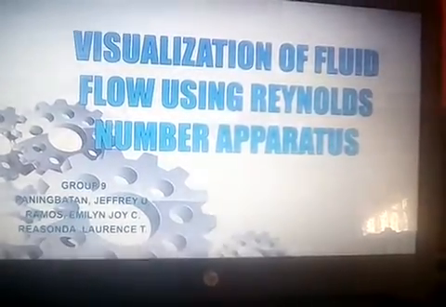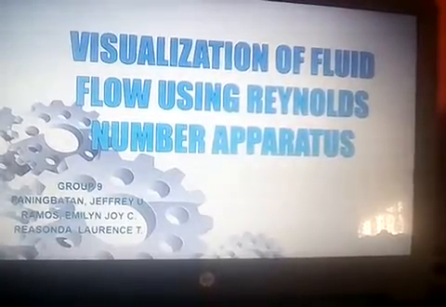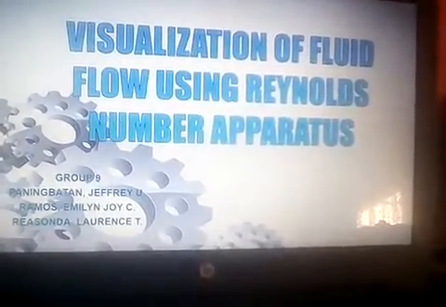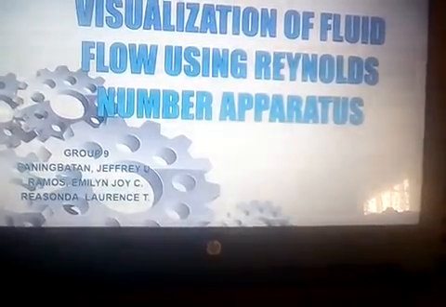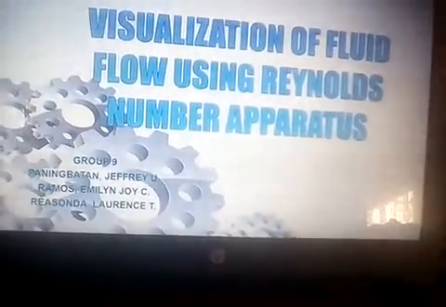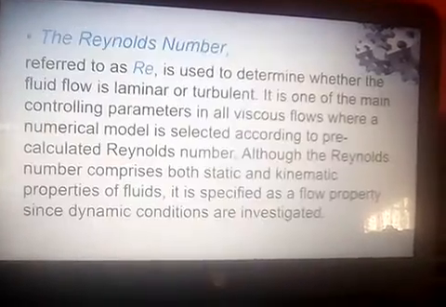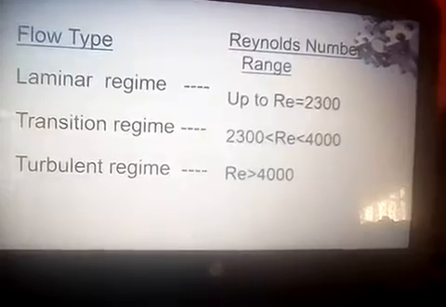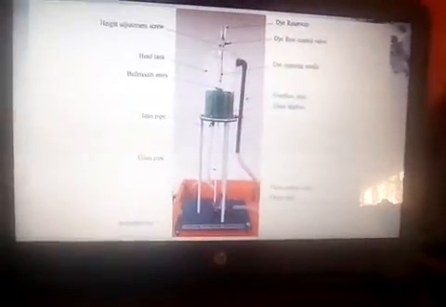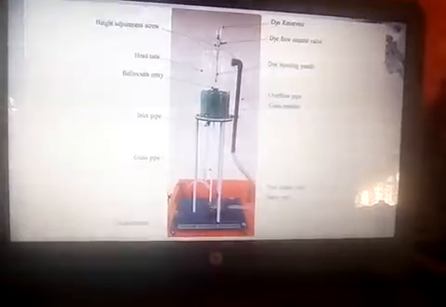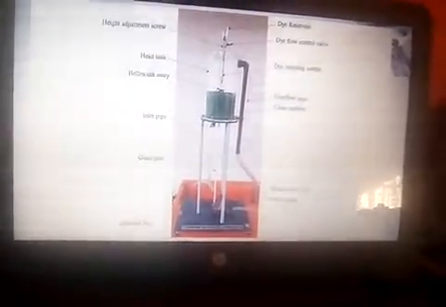So our report is all about visualization of fluid flow using Reynolds number apparatus. As you can see, this is the definition of Reynolds number. And this is the Reynolds number apparatus with its parts.